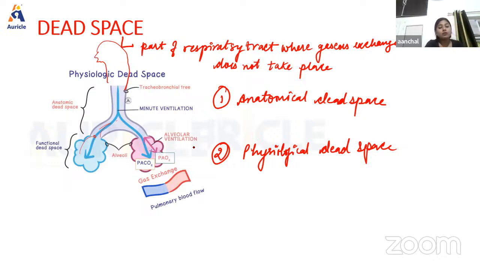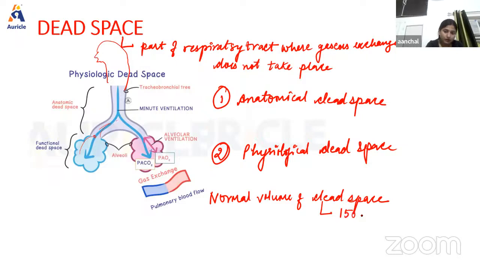Okay, now if we talk about the normal volume of dead space, it is around 150 ml, and under normal conditions, physiological dead space is equal to anatomical dead space. It is because all the alveoli are functioning and all the alveoli receive adequate blood flow in normal condition, and physiological dead space increases during respiratory diseases which affect the pulmonary blood flow of the alveoli. Okay, so this is all about the dead space.